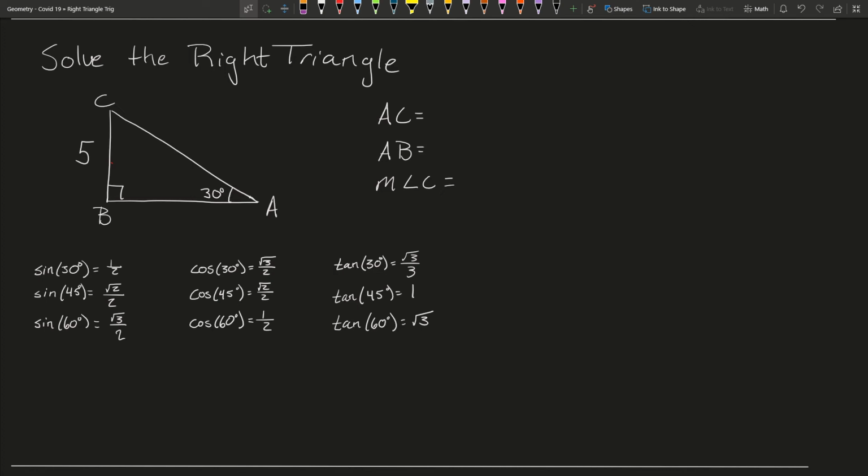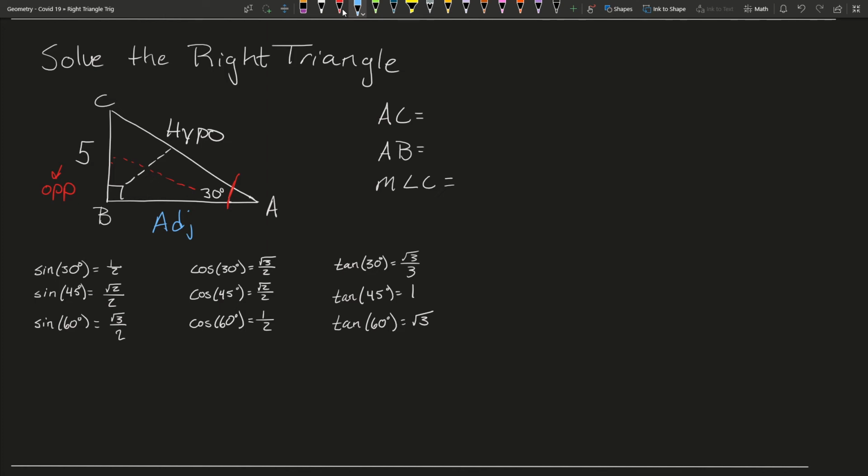Again, the first thing that we can do is just label our sides. So we have this angle. If we draw a line from that angle to the other side of the triangle, that's our opposite. If we draw a line from our right angle to the other side of the triangle, that's our hypotenuse. And the remaining side is our adjacent. That's the easiest thing that you can start a problem with, is just labeling the sides.